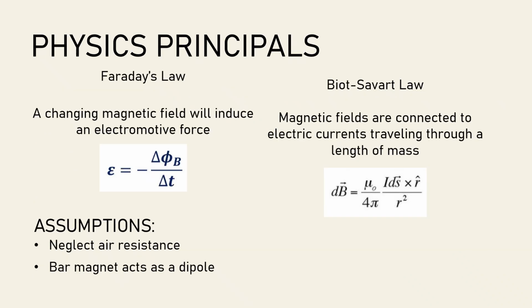The main physics principles that we're using are Faraday's law, which tells us that a changing magnetic field will induce an electromotive force, and the Biot-Savart law, which tells us that magnetic fields are connected to electric currents traveling through a length of mass. We'll also be using Newton's second law since we're analyzing a falling object. Our assumptions in this lab were that we were to neglect air resistance and that our bar magnet would be acting as a dipole.